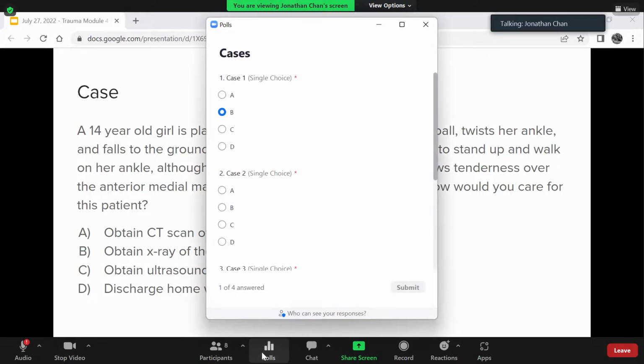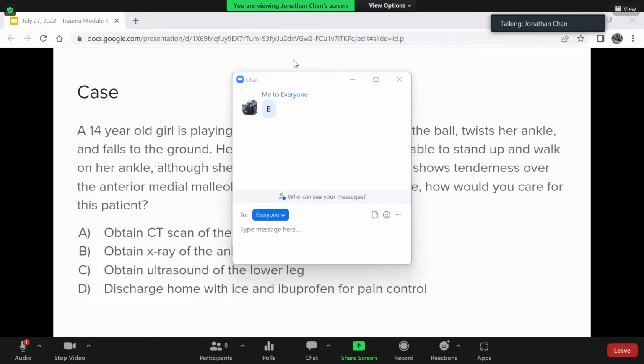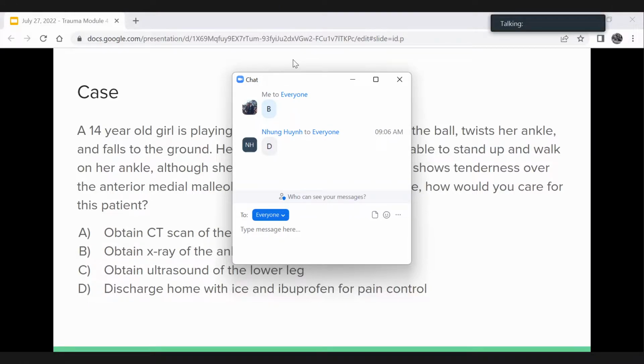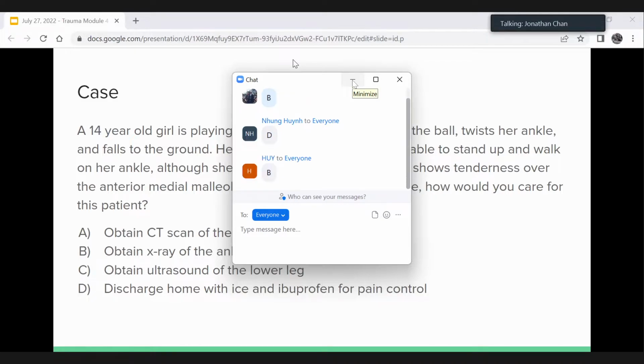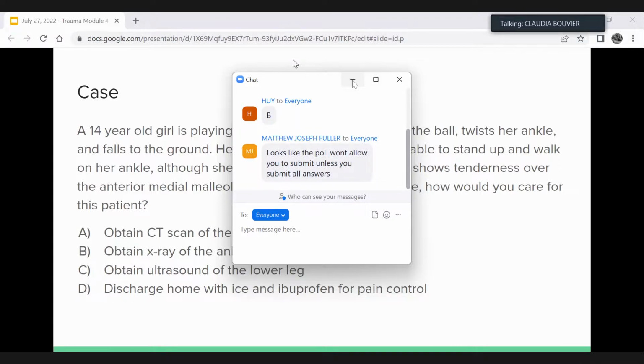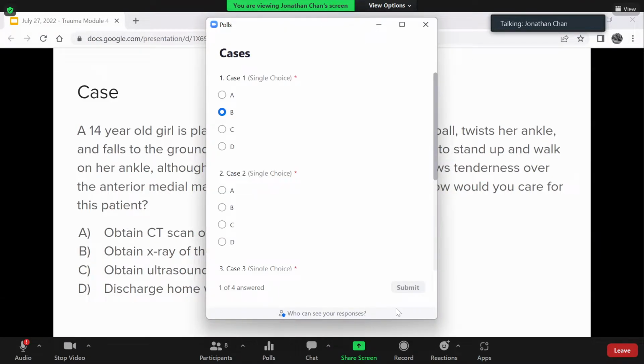Is the poll working okay? Does everyone see it coming up? Okay, we respond in the chat. Okay, someone says B, D. Anyone else want to respond in the chat? B. I'm on my phone, sorry, and I'm not really figuring out how to do it very easily instead of my computer. Oh, so the poll doesn't allow you to submit unless everyone submits. Okay, we can also respond in the chat. That works too. Everyone can see it in the chat.